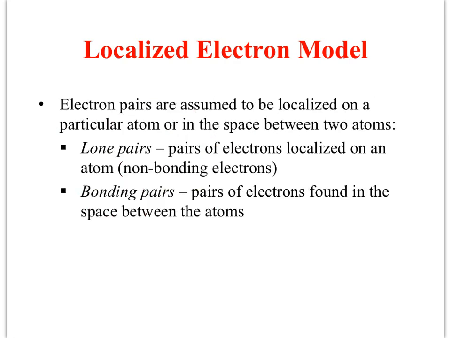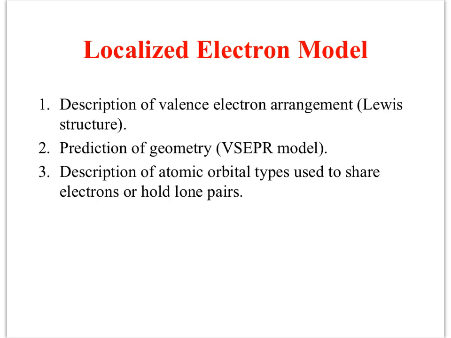So localized electron model, electron pairs are assumed to be localized on a particular atom or in the space between two atoms. So there's two different types of electrons in these Lewis structures. There's lone pairs, which are electrons that are not involved in bonds. They're just kind of hanging out around a particular atom. And then there's the bonded pairs, the ones that are involved in a bond between two atoms. So we have to make sure we account for all of the valence electrons when we're making these Lewis structures.